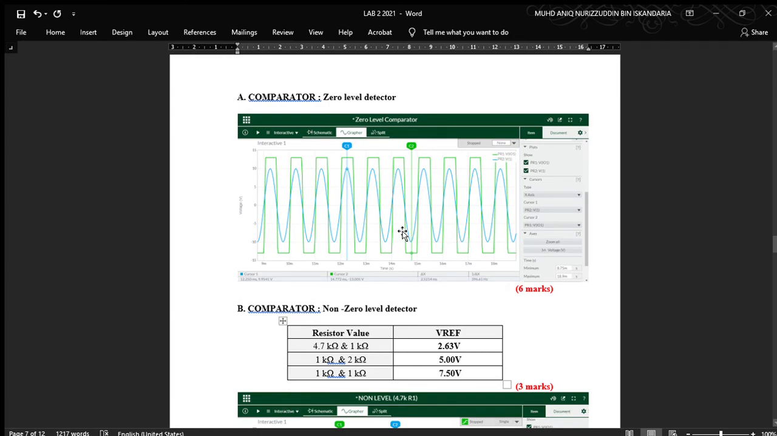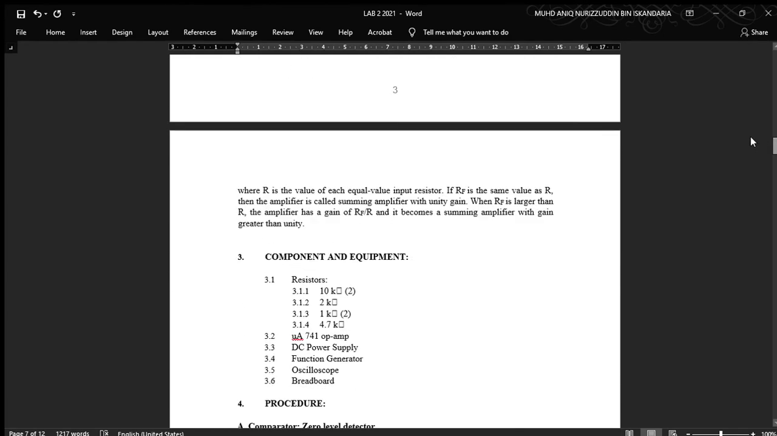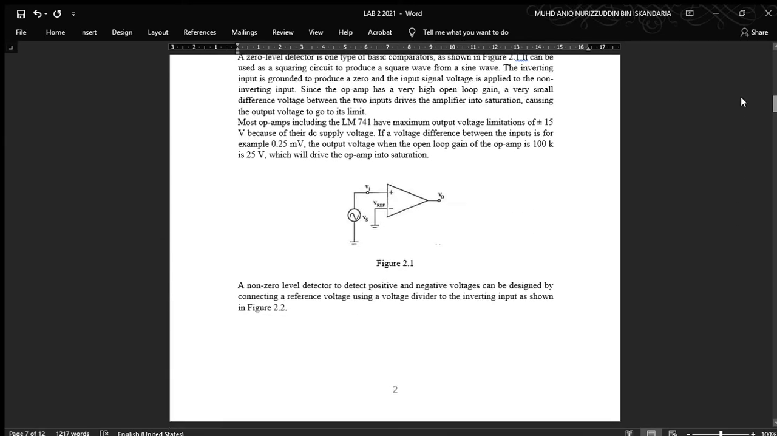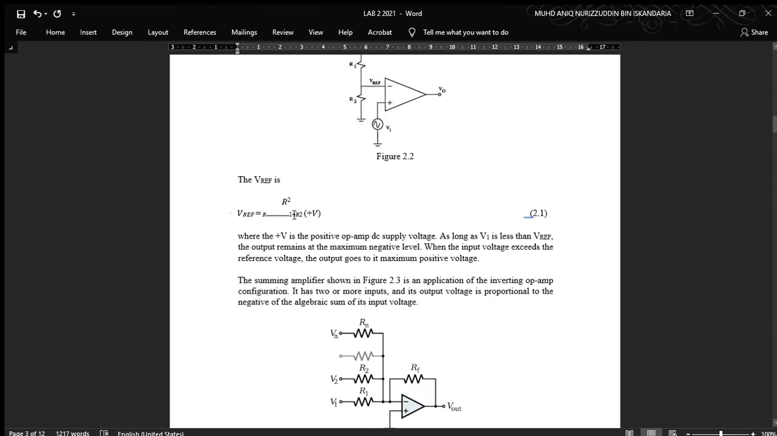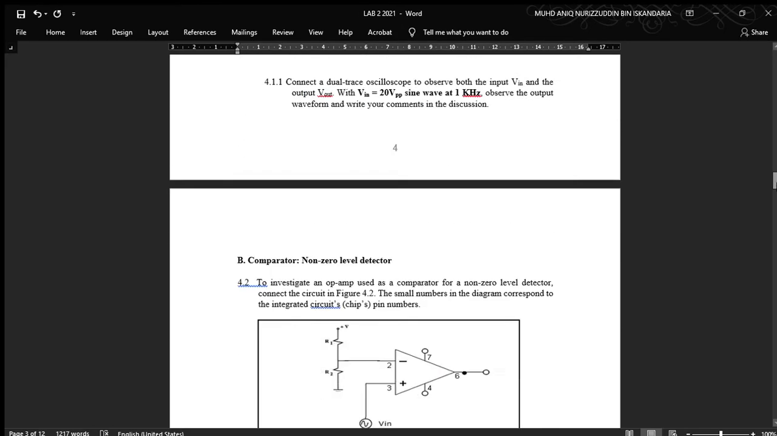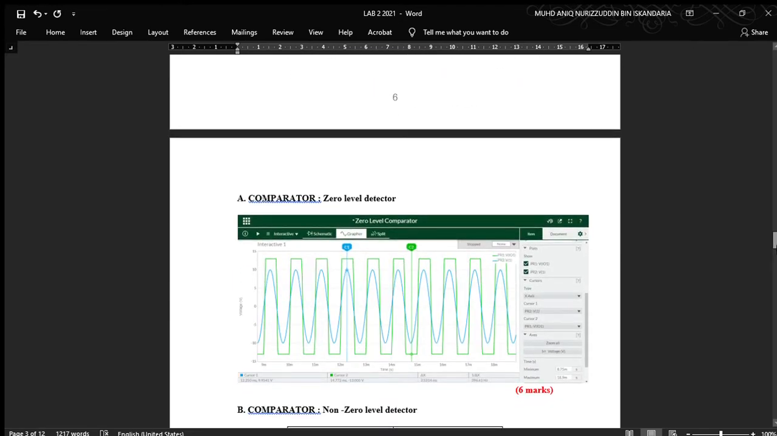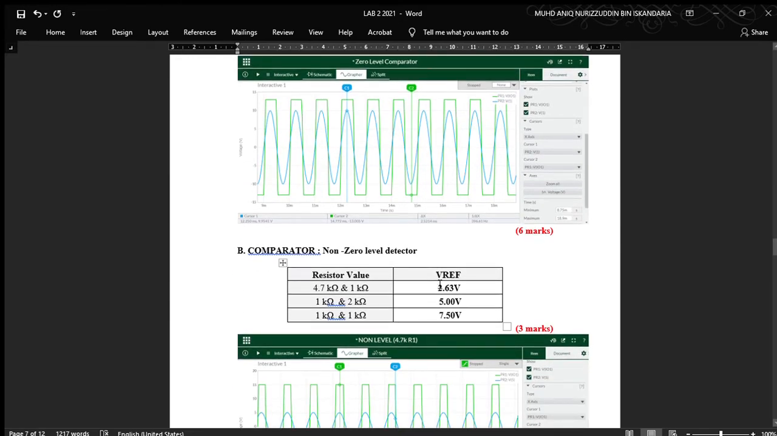After calculating using the formula given, that is the V reference given. R2 is 1 kilo ohm and RY is 4.7 kilo ohm. We times with VCC positive, which is 50 volt. Now we get for Vref at 4.7 kilo ohm is 2.63 volt.